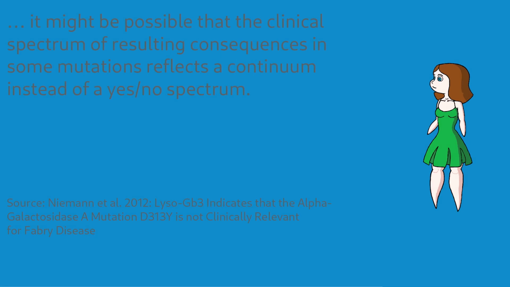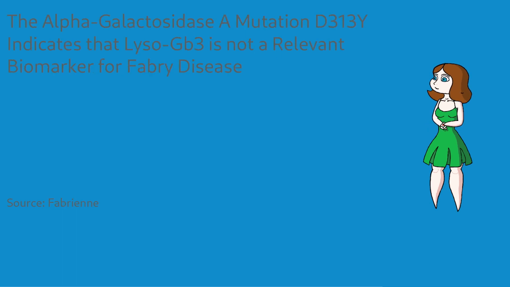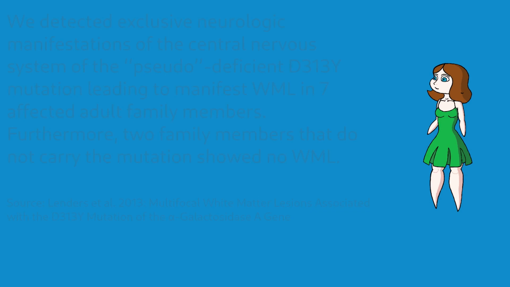In the conclusion it says that some variants might cause a continuum of clinical presentations. There it is. That's exactly what we see in the families of Fabrien's friends, at least for the D313Y mutation and for the A143T mutation as well. And we never heard anything of this again.